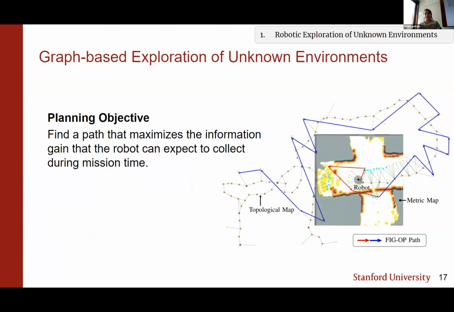So what we want to do is define the path, in other words, a sequence of frontiers to explore, that maximizes the information that the robot can expect to collect during mission time. And you could use different kinds of metrics for information gain. Oftentimes we talk about coverage problems. We kind of refer to the ability of the robot to sweep as much area as it can with its sensors. So this information gain would be an estimate of how much area it thinks there is to explore beyond each frontier, for example.